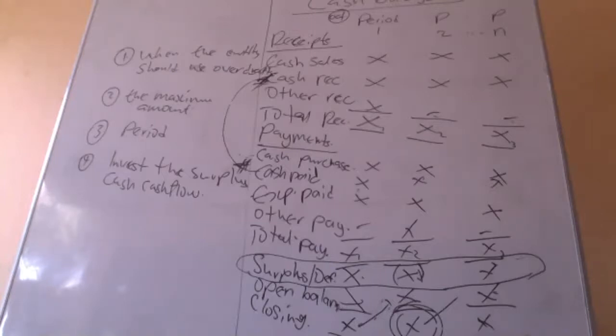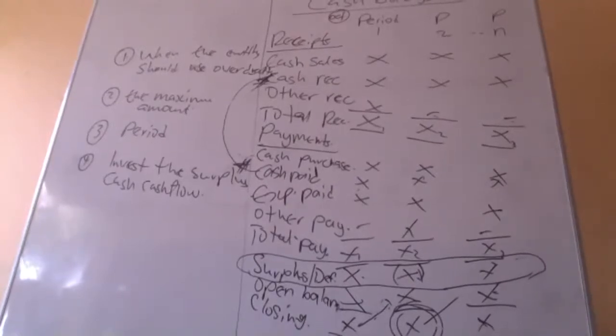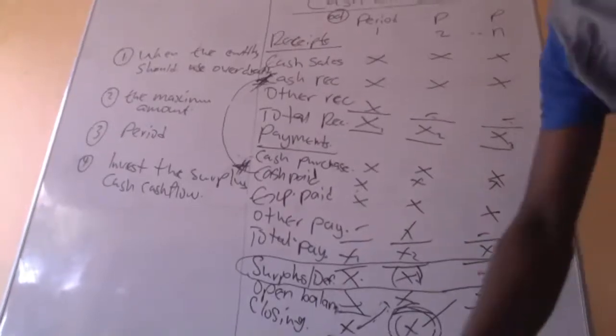It means that the actual cash that you are going to derive will definitely be different from what your cash budget says. And once it's different, any decisions or analysis that you make from it may also be invalid. That's what we are saying. Good.